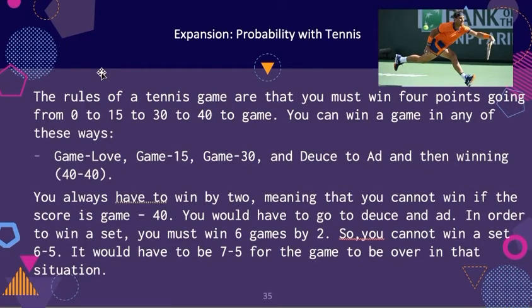Expansion. Probability with tennis. The rules of a tennis game are that you must win 4 points going from 0 to 15 to 30 to 40 to game. You can win a game in any of these ways: game love, game 15, game 30, and deuce to add, and then winning 40-40. You always have to win by 2, meaning that you cannot win if the score is game 40. You would have to go to deuce and add.